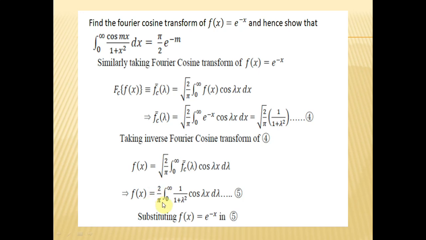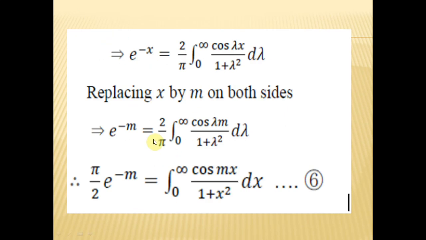Now take this pi by 2, 2 by pi to the left hand side. It becomes pi by 2, and before that we are replacing every x by m as we have done in the previous problem. It is e raised to minus m equals 2 by pi integral 0 to infinity cos lambda m divided by 1 plus lambda square d lambda.